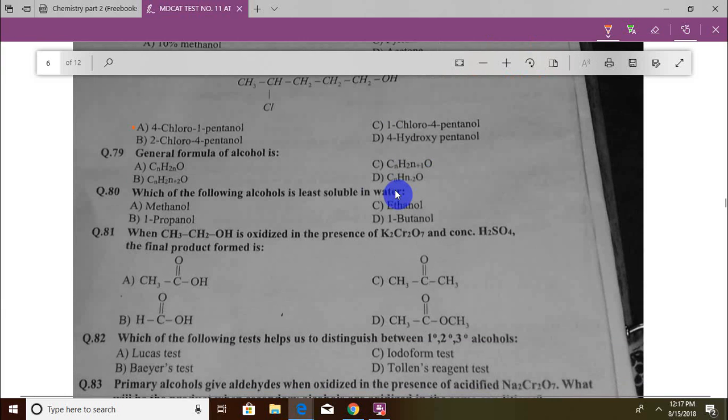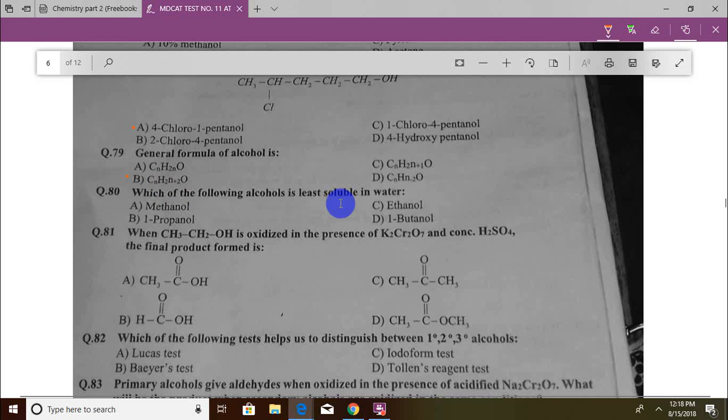The general formula of an alcohol, that's easy. You should know that if you compare an alcohol and an alkane, they literally have the same formula, except in addition to one of the H's, we have an O. So which one? It should be CnH2n+2O.